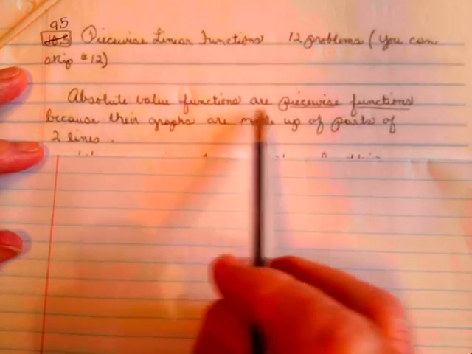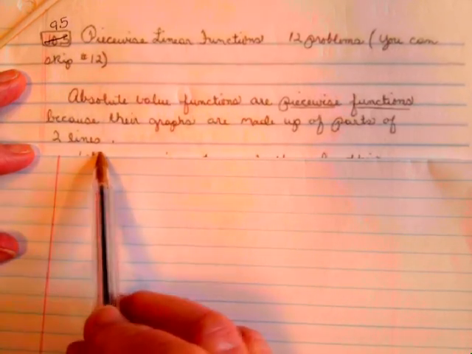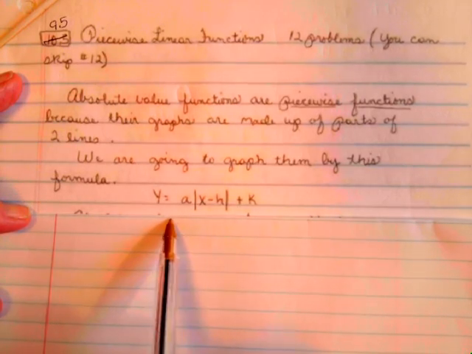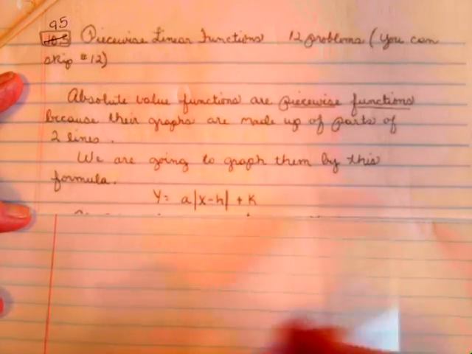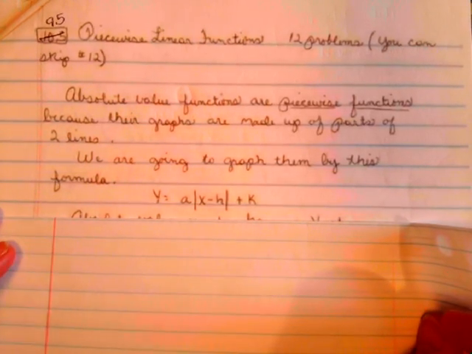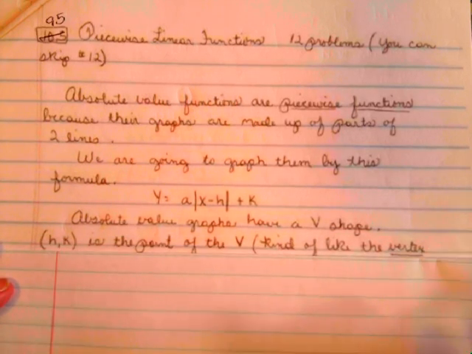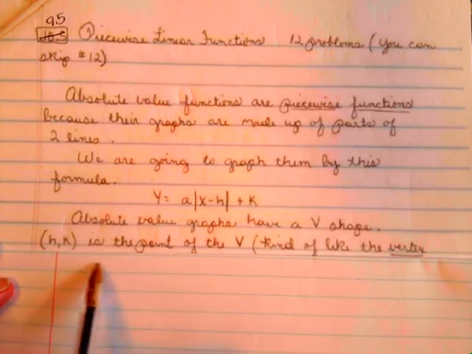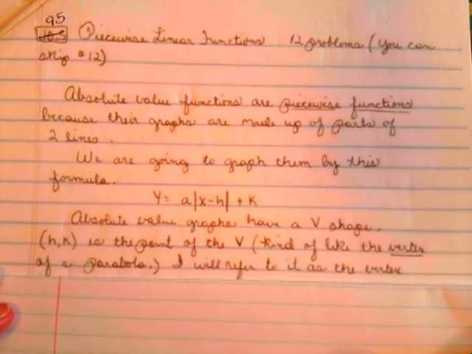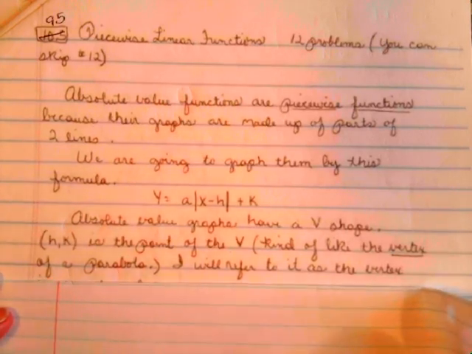Absolute value functions are piecewise functions because their graphs are made up of parts of two lines. We're going to graph them by this formula: y equals a times the absolute value of x minus h, plus k. Absolute value graphs have a V shape. (h, k) is the point of the V, kind of like the vertex of a parabola. I will refer to it as the vertex.